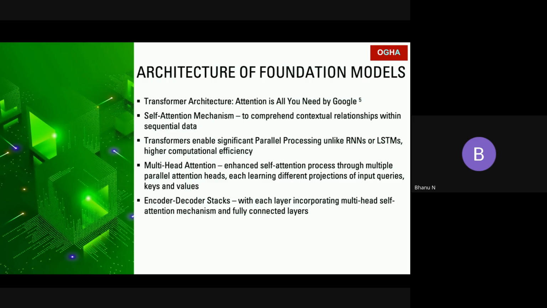And these transformers enabled significant parallel processing. Before this, people were using RNNs, recurrent neural networks, and also LSTMs, long short-term memory algorithms. But they were sequential in the sense that they go from one end to the other, and they're not parallel. Now, with transformers, you can have multi-head attention, giving attention to multiple parallel heads at the same time. Each can be on its own learning path, learning different projections of the input: queries, keys, and values.